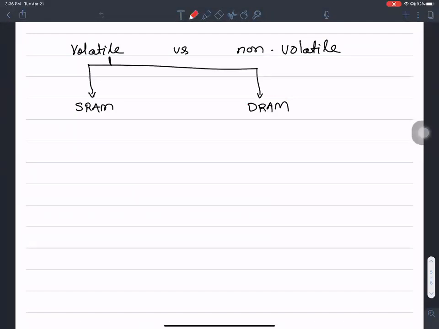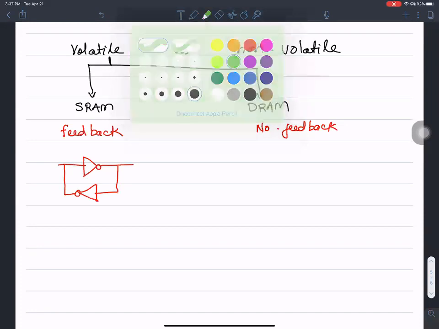One of these has feedback. Static RAM always has feedback, just like static latches, which had feedback. Dynamic RAM, on the other hand, has no feedback. There is a cross-coupled pair of inverters, inverters tied in a cross-coupled back-to-back fashion. That reinforces. Did we see this architecture somewhere? Where did we see this architecture?